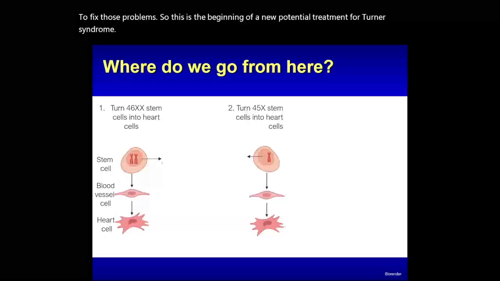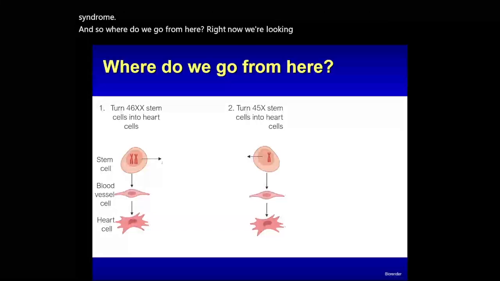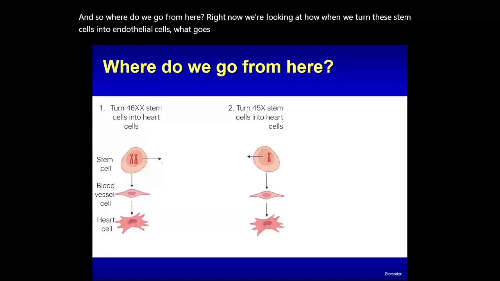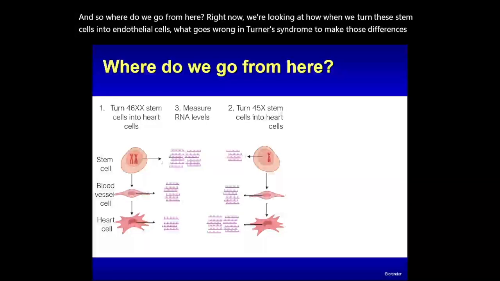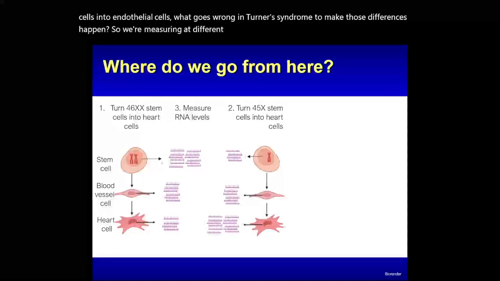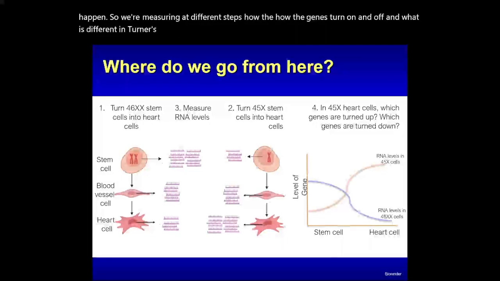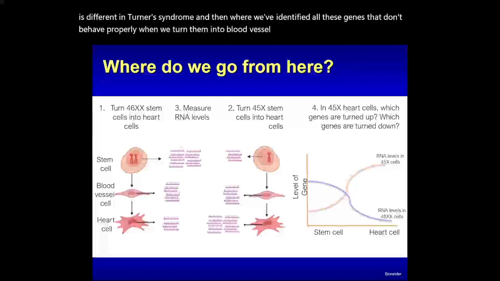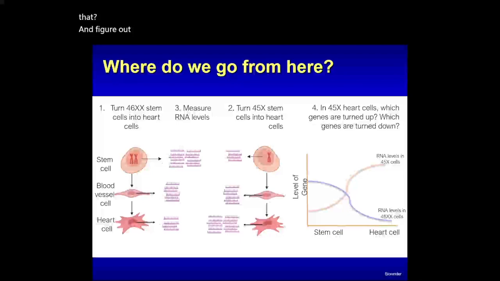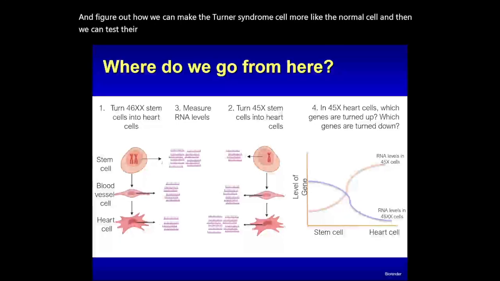And so where do we go from here? Right now, we're looking at how, when we turn these stem cells into endothelial cells, what goes wrong in Turner syndrome to make those differences happen. So we're measuring at different steps how the genes turn on and off and what is different in Turner syndrome. And then we've identified all these genes that don't behave properly when we turn them into blood vessel cells. So the next step is, can we reverse that and figure out how we can make the Turner syndrome cell more like the normal cell? And then we can test their behavior in response to valve development and flow.